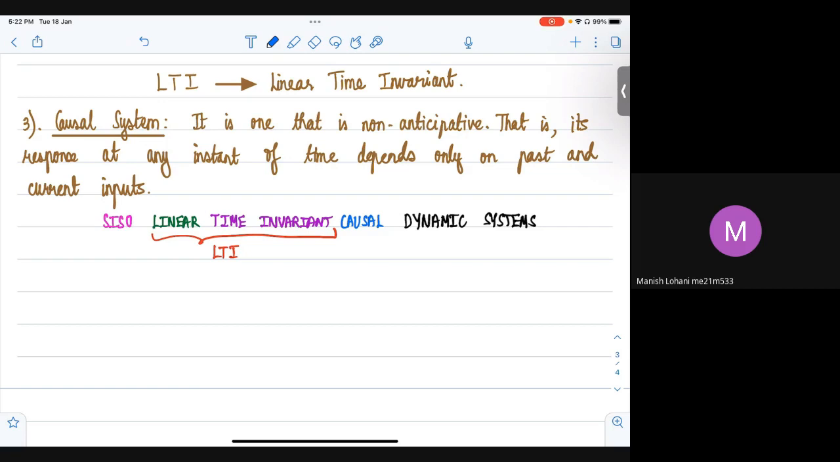In fact, we will come to controllers. When we do control of automotive systems, the structure of even a PID controller is non-causal because the derivative term adds anticipatory behavior to it.